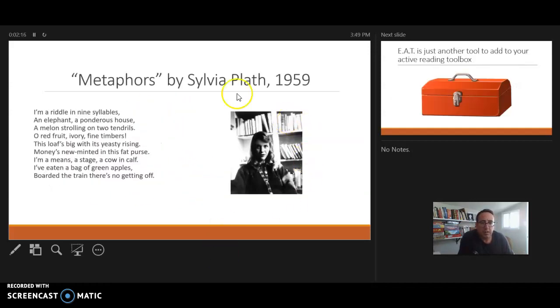This is a famous poem by Sylvia Plath, the great poet, long dead, but she was pretty great. This is one called Metaphors. And let me just read it, and then we'll talk about it. Hopefully you read it on your own. Maybe it popped out to you what it's about.